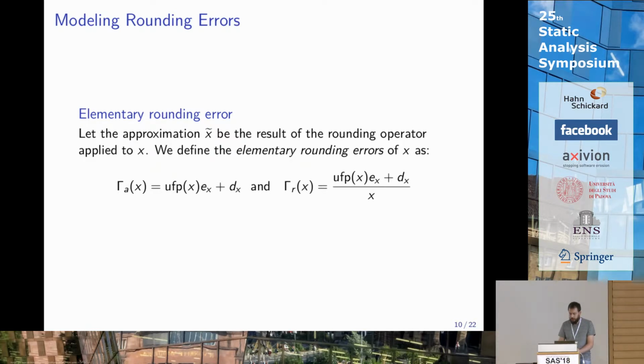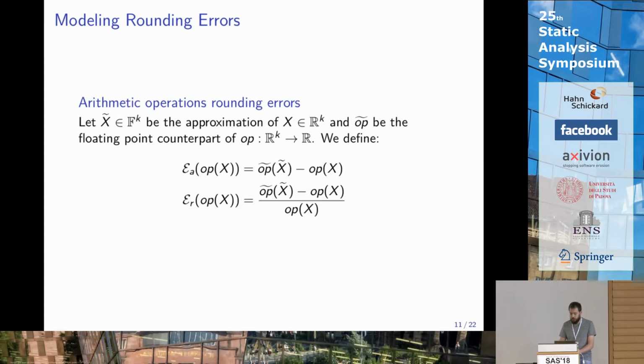Okay, and finally, to be able to understand errors, we need to know how they propagate through operations, and how operations add errors to them. So we use those two definitions, which look like the previous ones. We just consider that the approximation of the application of the real operation on real values is the application of the floating point operation on floating point values.